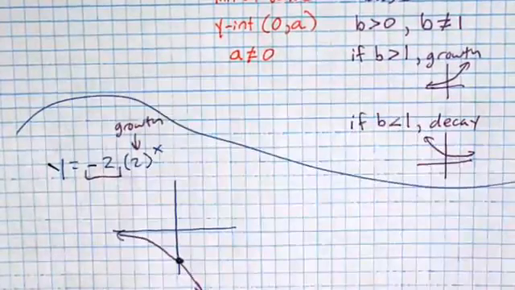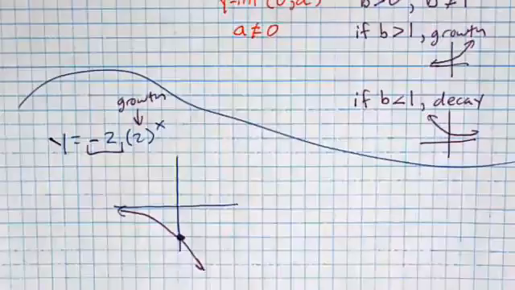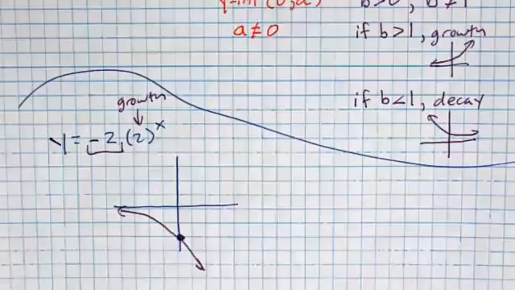It's a decreasing graph, but we would call it exponential growth still. Because it's not decaying towards 0. Basically, it's a matter of, is it growing away from 0 or is it decaying towards 0? And we would say that is growing away from 0. In the negative direction, but it is growing away from 0.